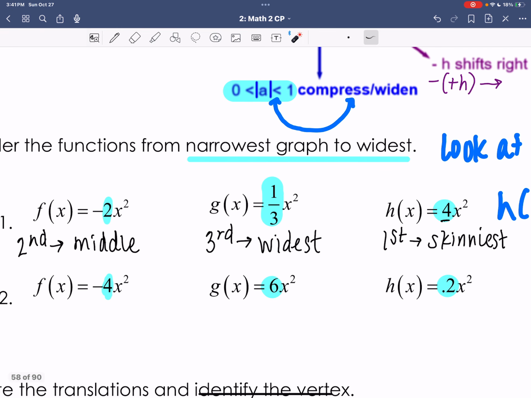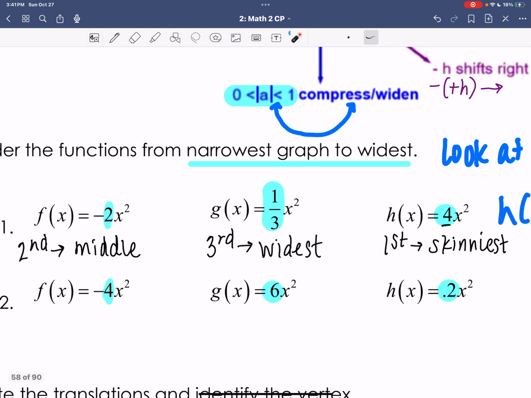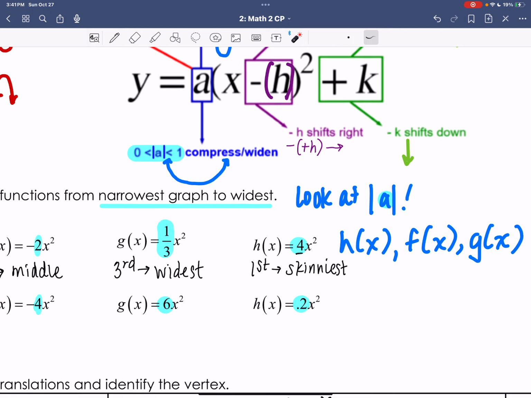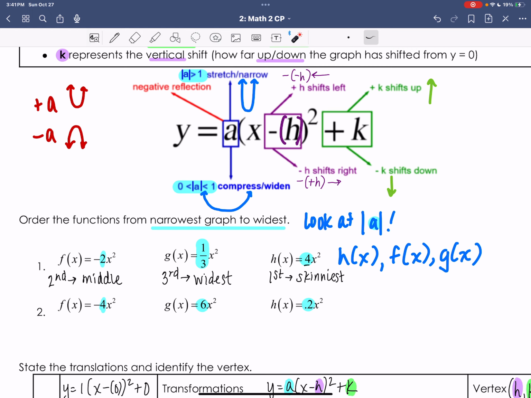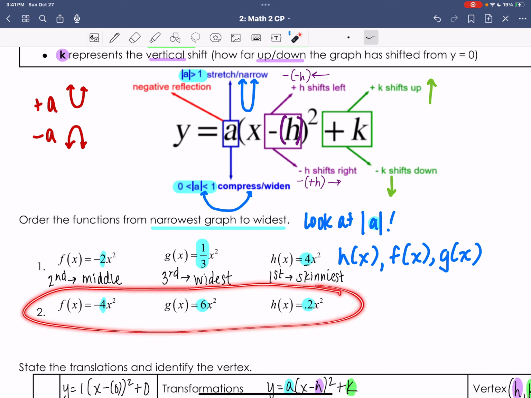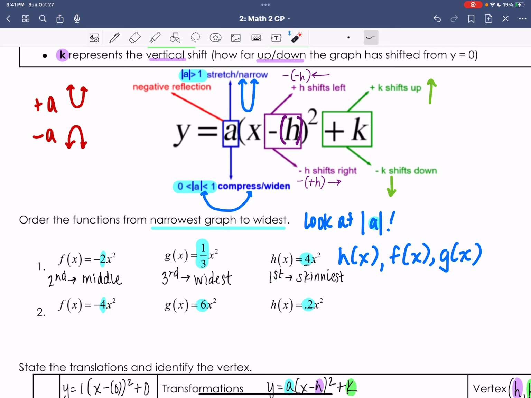So if we are to put this in order, the biggest number is going to be the skinniest, and that would be 4. The next number, so after 4, it would be 2. And that's the one in the middle. And the smallest number would be the widest, because that's the one that's compressed or flattened the most. So the order would be h of x, f of x, and then g of x. So I already highlighted the numbers for you. You're going to go ahead and complete that one, put those in order from narrowest to widest.